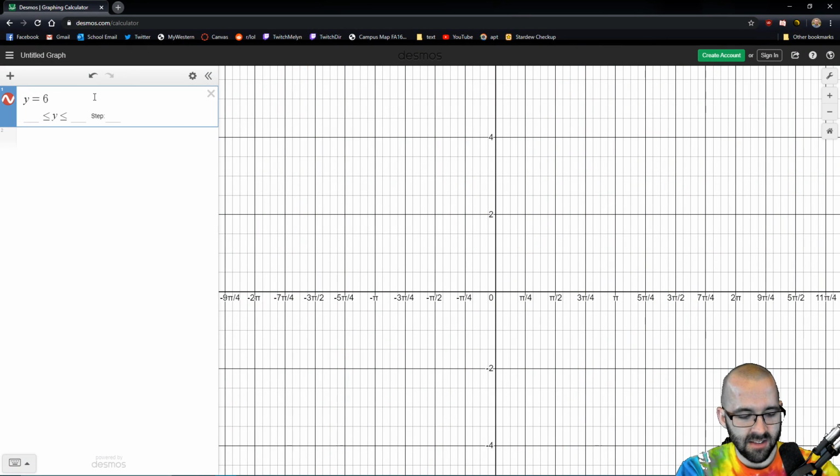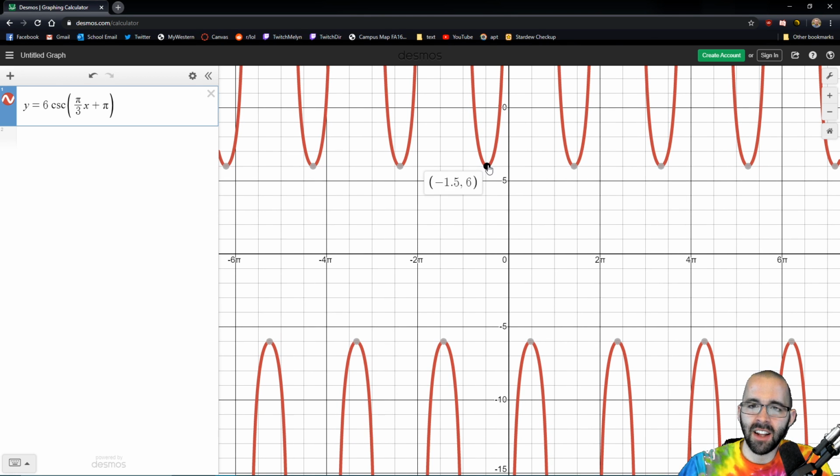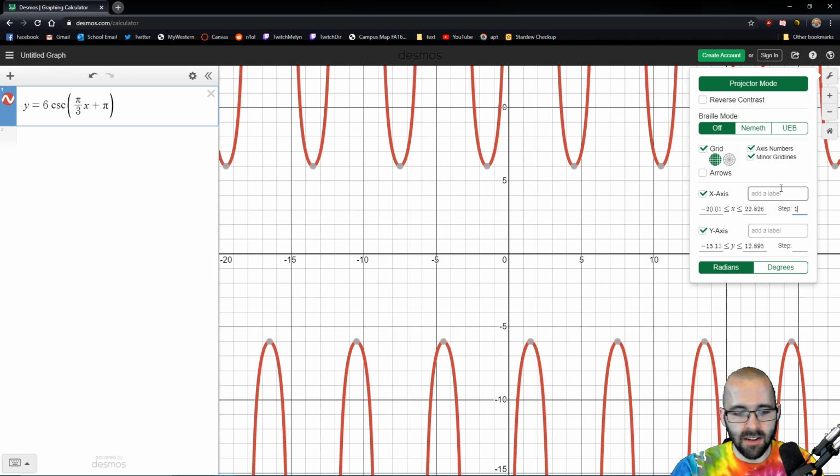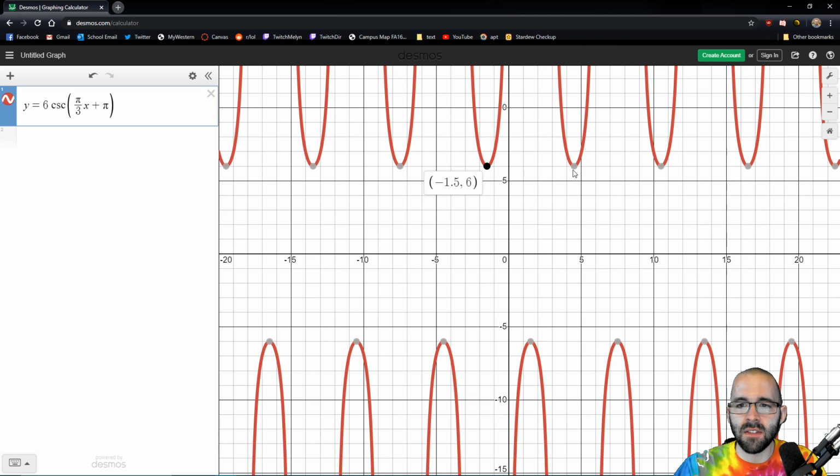We have 6 times the cosecant of pi/3 times x plus pi. All right, and you might say, where's the graph? Well, the stretching factor is 6, so we should have to go in. And again, indeed, we can see the stretching factor is 6. And now we said, what else did we say? The period is 6. Does it repeat every 6? -1.5, 4.5, 10.5, 16.5. Yep, repeats every 6 units.